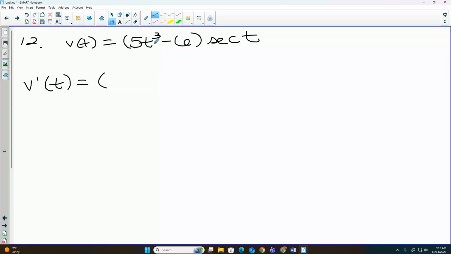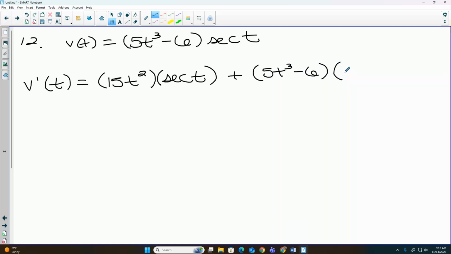So if I do the derivative of the first one, 3 comes down, so that would be 15t, 3 minus 1 is 2, minus derivative of 6 is 0. So that's 15t squared times the second one, times secant of t, plus the first one, 5t cubed minus 6, times derivative of the second. What is the derivative of secant? Secant t tangent t. At this point, that's really all you could do. If you wanted to factor out a secant or something, you could, but we have no like terms, so it's not going to get any nicer for us.